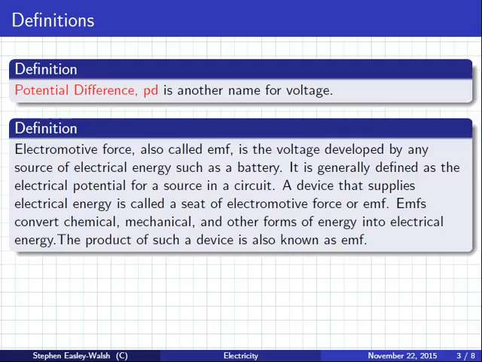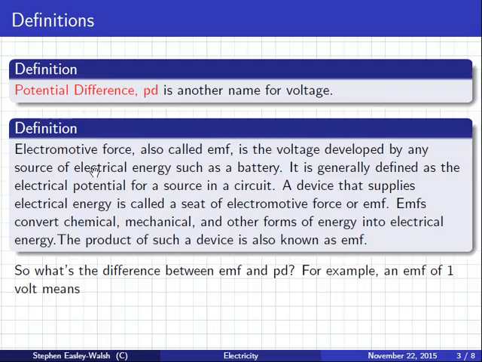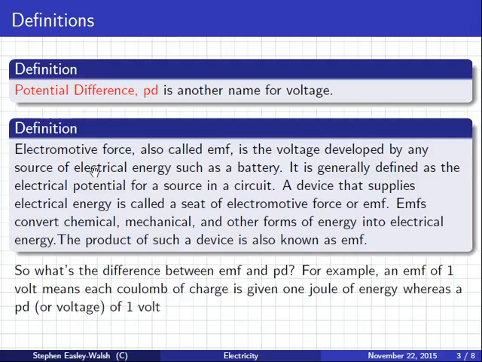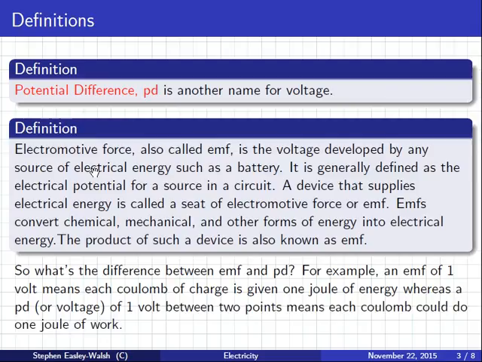Got it? So, what is the difference between EMF and potential difference? For example, an EMF of 1 volt means each coulomb of charge is given 1 joule of energy, whereas a potential difference of 1 volt between 2 points means each coulomb could do 1 joule of work. So you're like, huh? What's the difference? So let me draw the difference, okay?